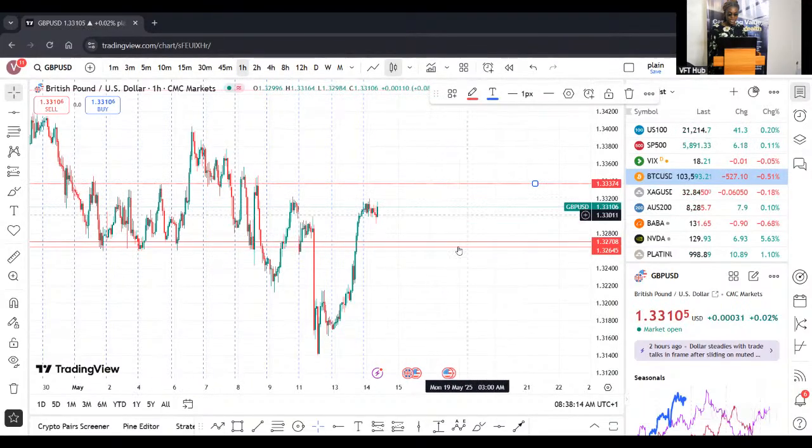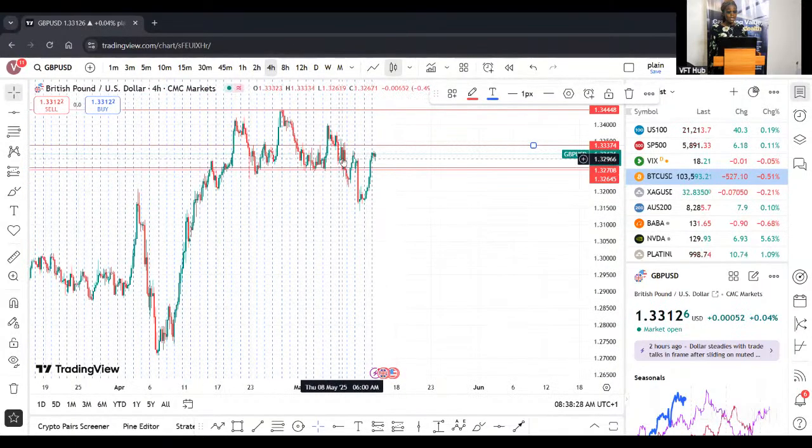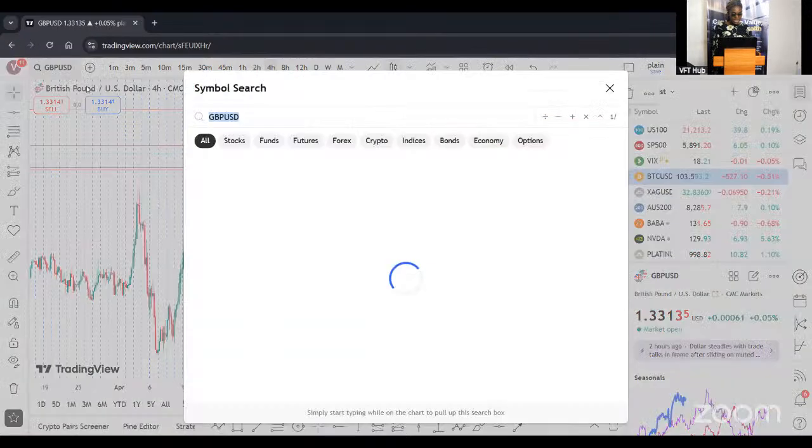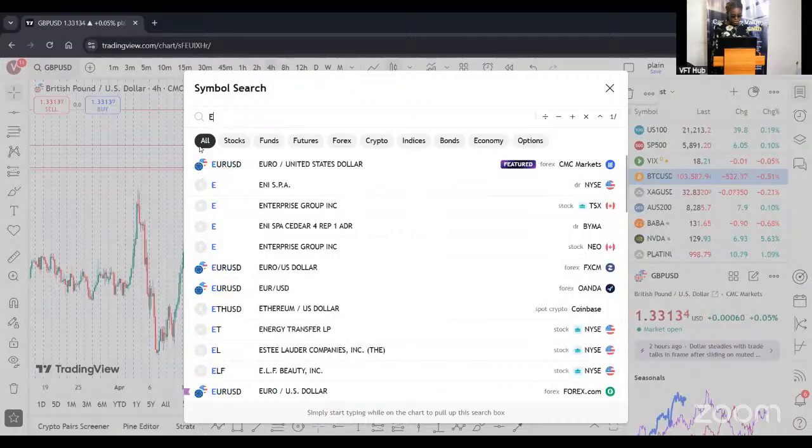Once price retraces into 1.33374 on the 1-hour time frame for GBP USD, I will be taking sell opportunities. Of course, until that high on the 4-hour time frame has been taken out and we've seen a change of character and a retest, I will be interested in taking sell opportunities for GBP USD.